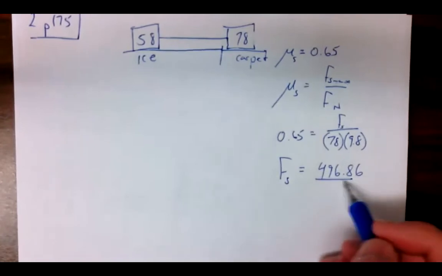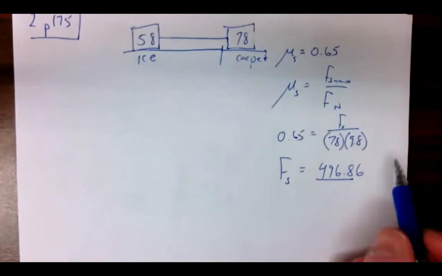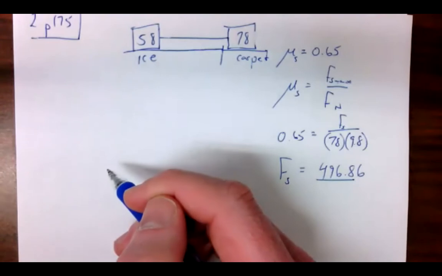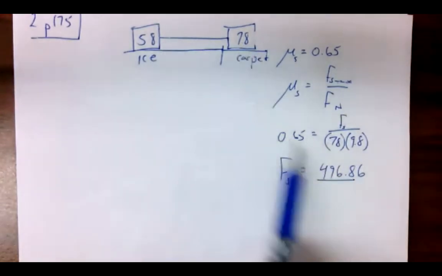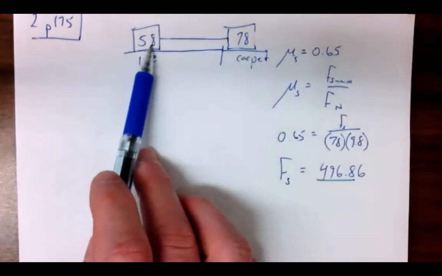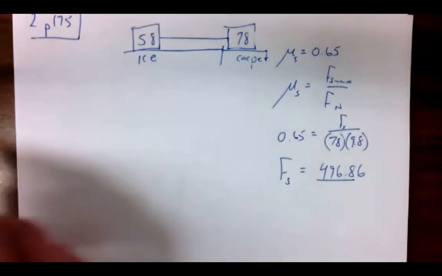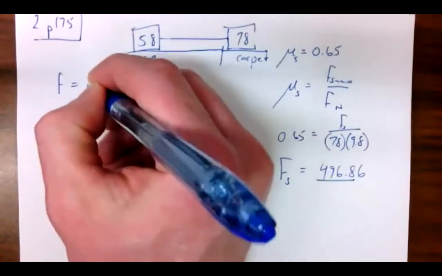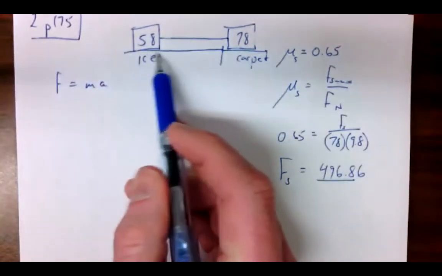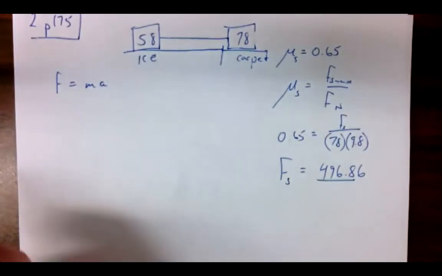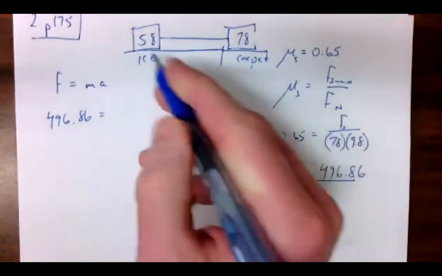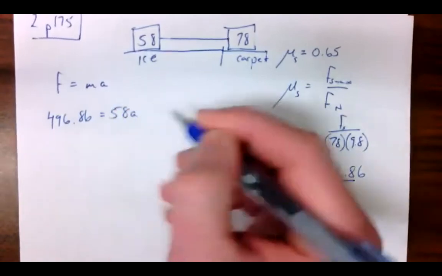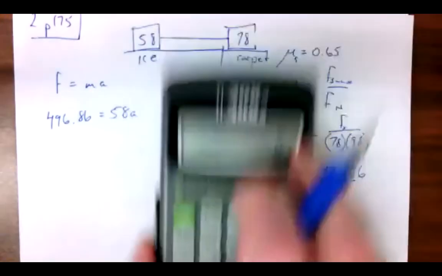496.86, almost 500. But because this isn't a final answer, I'm not going to round anything yet. What's the question? How fast? Maximum possible acceleration. Okay, so the force that this person's applying to the 58 kilogram friend here is 496.86. F equals ma. There's no friction here. Force is 496.86. 496.86 equals mass 58 times a. So divide both sides by 58.